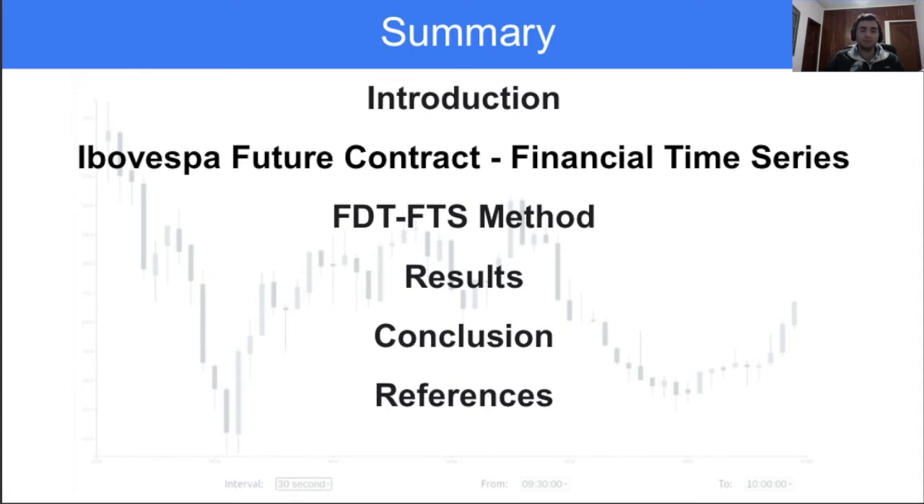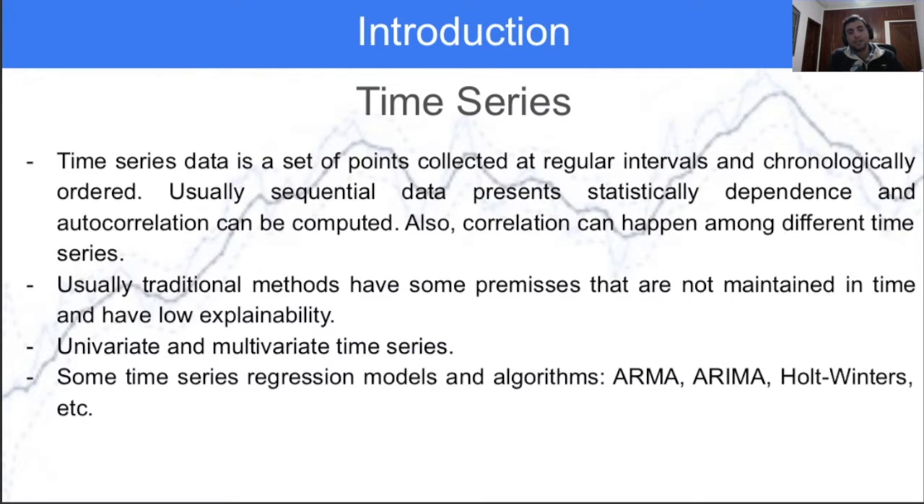Well, talking a little bit about time series. Time series data is a set of points collected at regular intervals and chronologically ordered. Usually, sequential data presents statistical dependence and autocorrelation can be computed. Autocorrelation can happen among different time series. Some of the challenges of time series forecasting are that usually traditional methods have some premises that are not maintained in time and have low explainability.